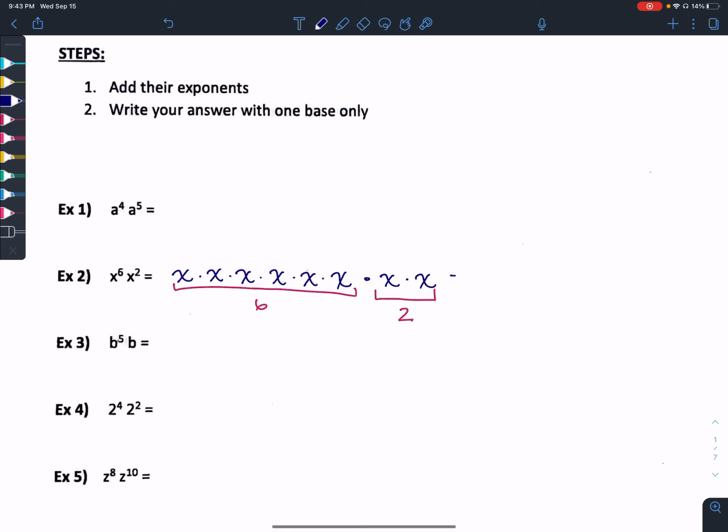And since they are being multiplied, I put that 8 on the exponent. So what I just did here, my shortcut version, you don't have to do this expansion every single time. There is a shortcut. If we look at the shortcut, we started with 6 and 2, and we ended up with 8. That shortcut is an addition. You can add those exponents together.